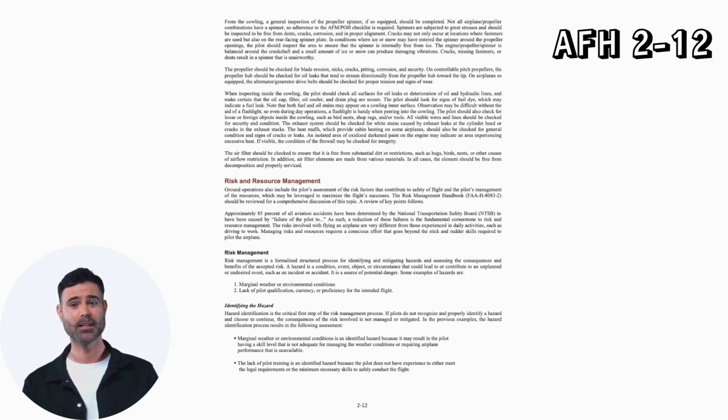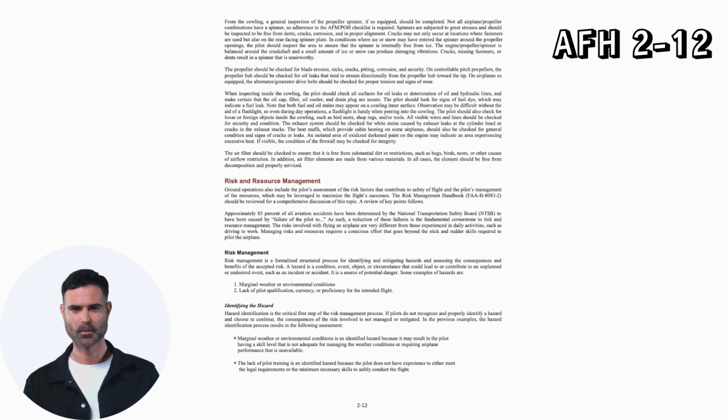Approximately 85% of all aviation accidents have been determined by the National Transportation Safety Board, NTSB, to have been caused by failure of the pilot. As such, a reduction of these failures is the fundamental cornerstone to risk and resource management. The risks involved with flying an airplane are very different from those experienced in daily activities, such as driving to work. Managing risks and resources requires a conscious effort that goes beyond the stick and rudder skills required to pilot the airplane.